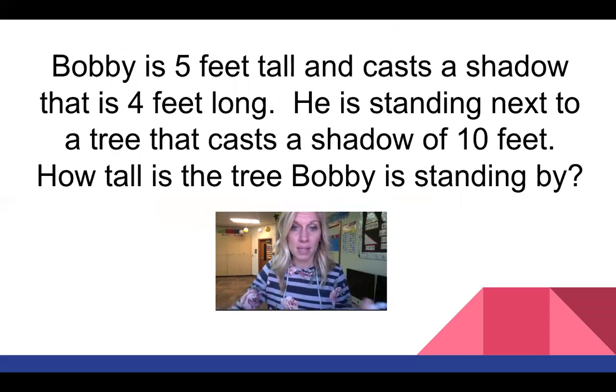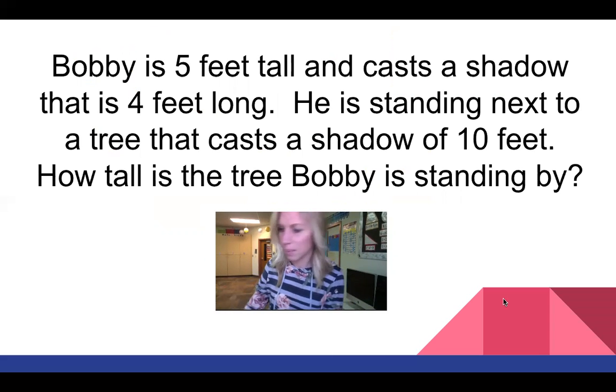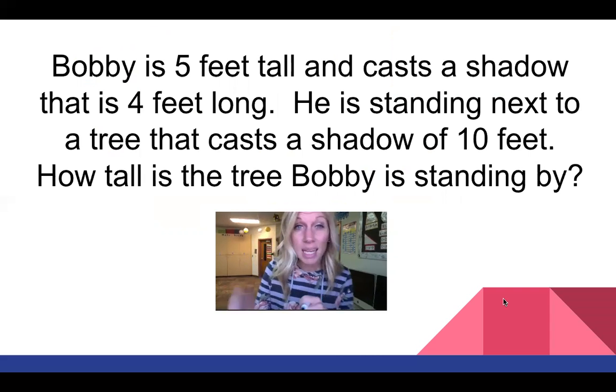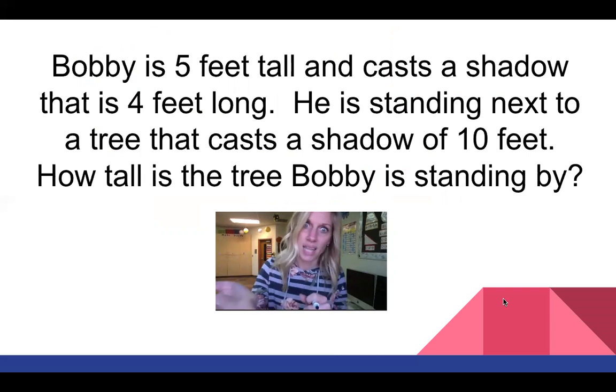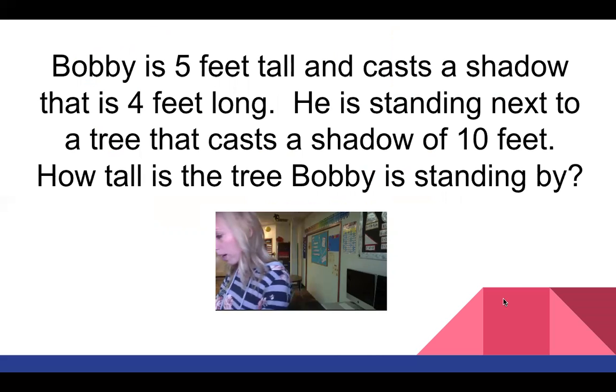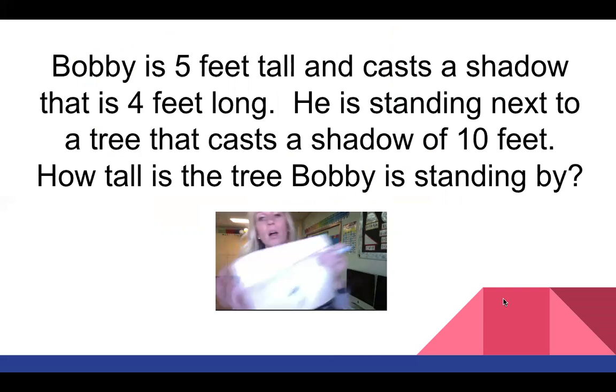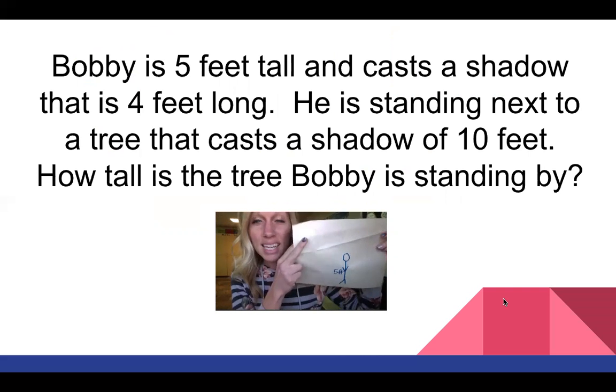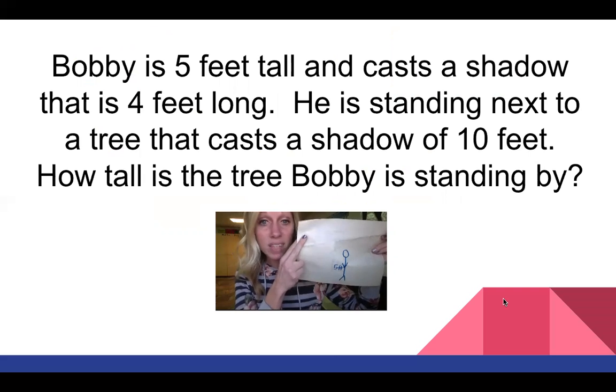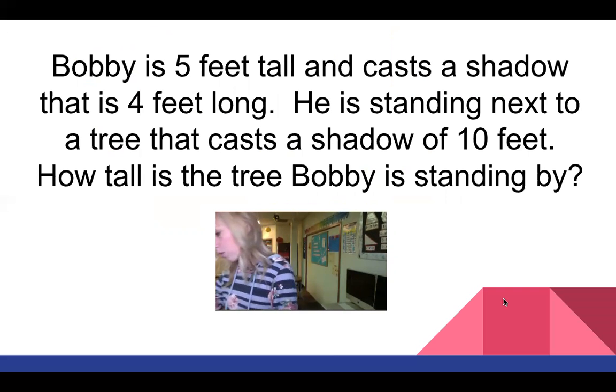Oh, Bobby. No wonder I used the name Bobby. It's in my next example. Bobby is 5 feet tall. That's important information. So I'm going to draw Bobby on my paper. And Bobby is 5 feet tall. That's all we know so far. And he casts a shadow that's 4 feet long. So I know that Bobby's shadow over here is 4 feet.